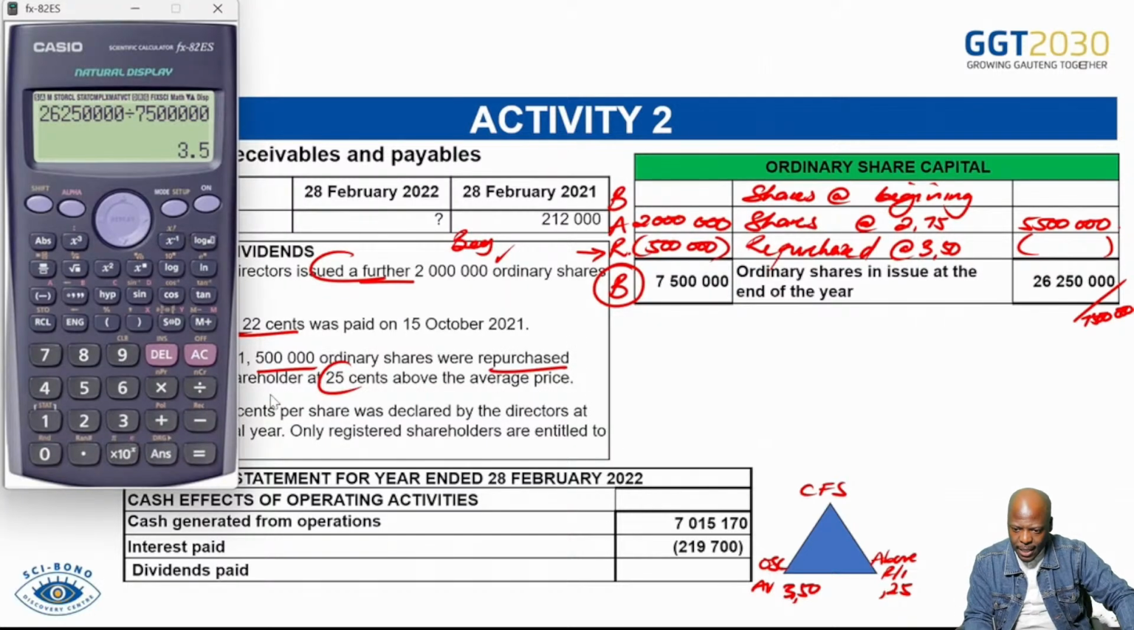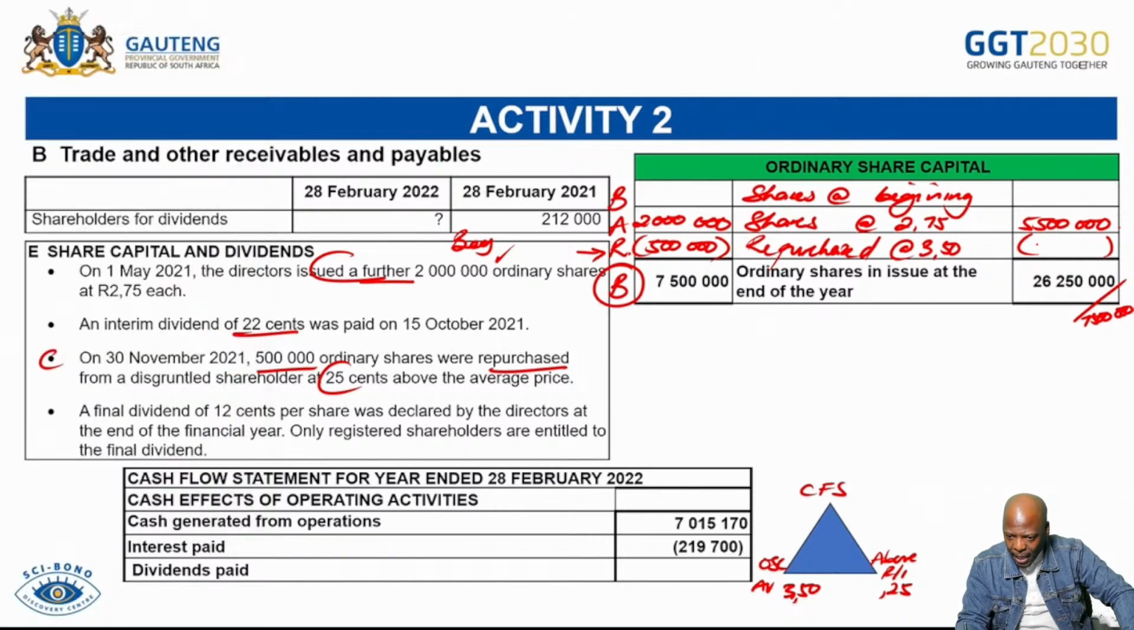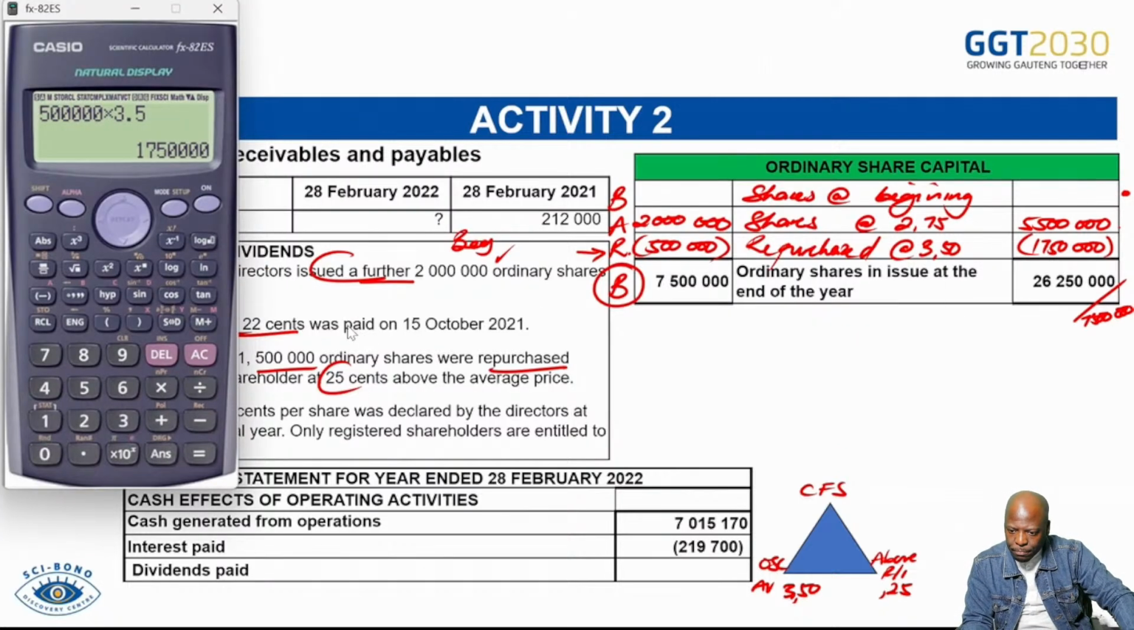So let's get a calculator. So I'm now going to say my 500,000 shares. There you are. Multiply that by 3.5. Cool. Then I get my 1,750,000. So I'm coming here. That's 1,750,000. I think now I can get the amounts at the top. Let's start with the Rand value here. That one there.